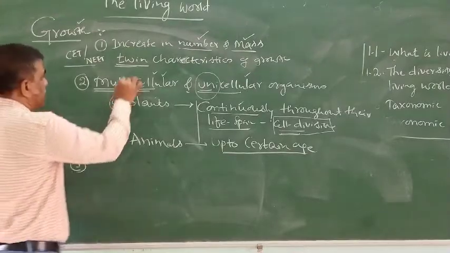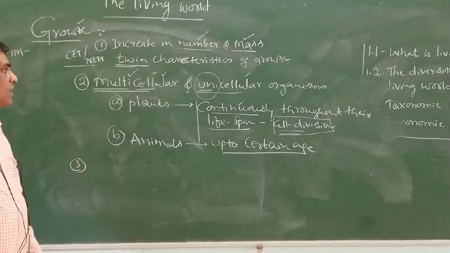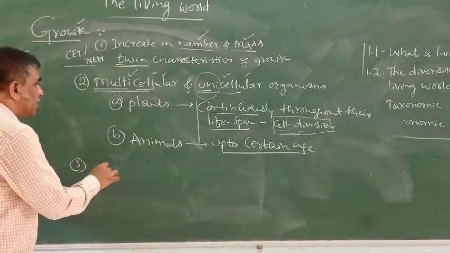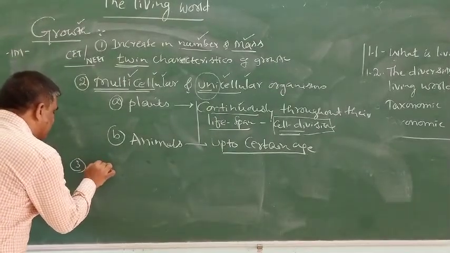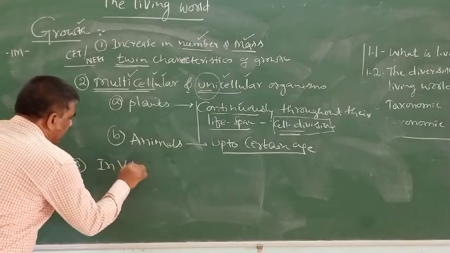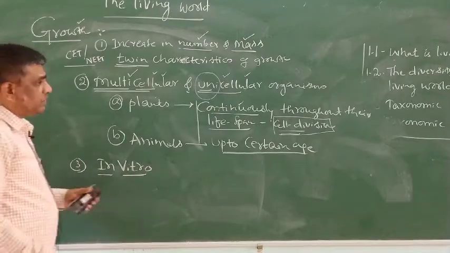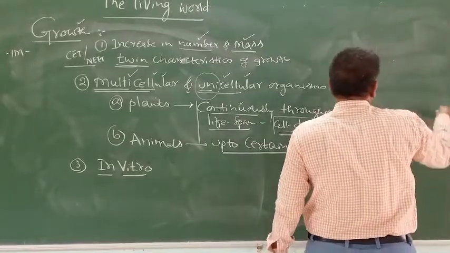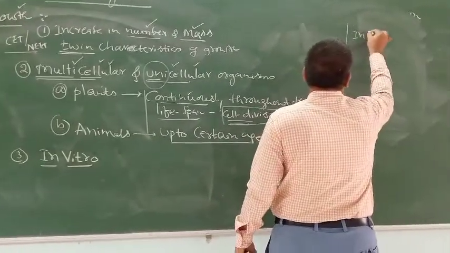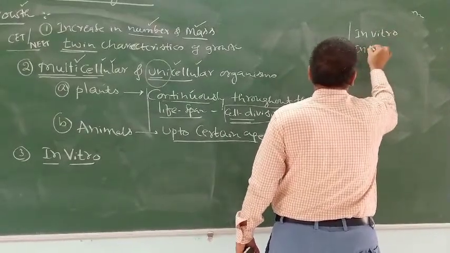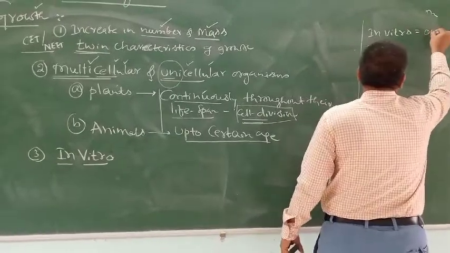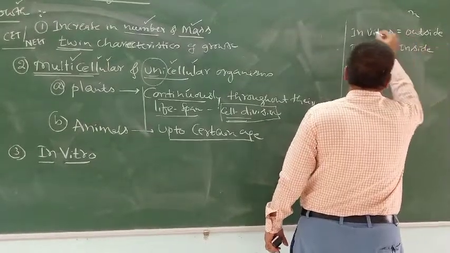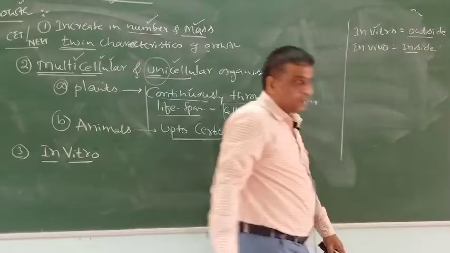One more thing: now I have completed how growth takes place in multicellular organisms. When we come to unicellular organisms, it is very interesting. In case of unicellular organisms, growth can be observed in vitro. You have to understand the meaning of certain terminologies in biology. Children, you must remember in vitro and another term, in vivo. In vitro is outside the body, and in vivo is inside the body.